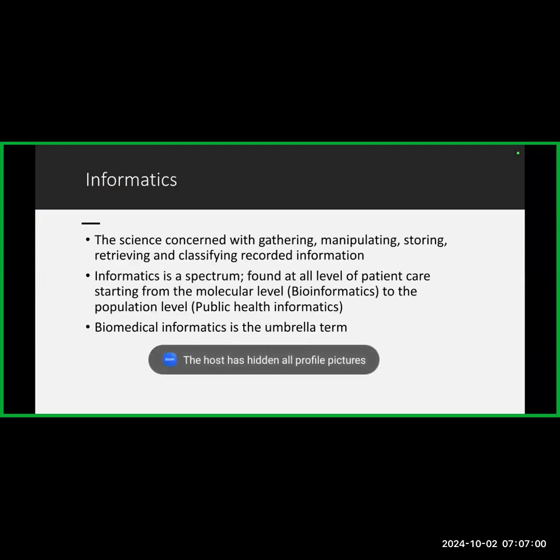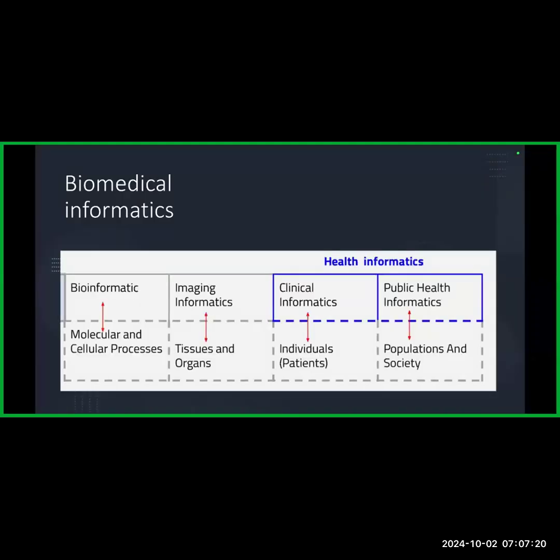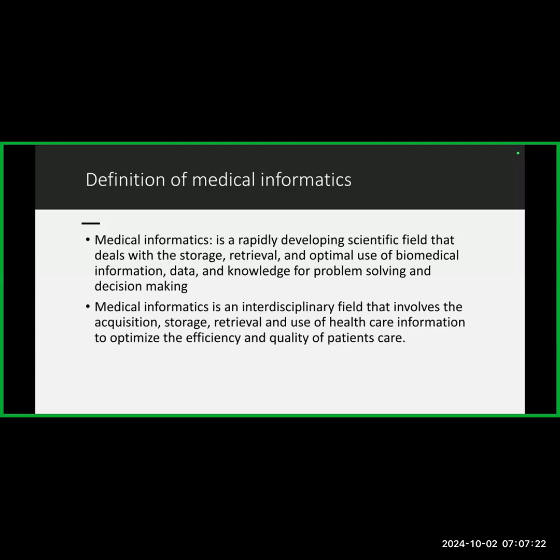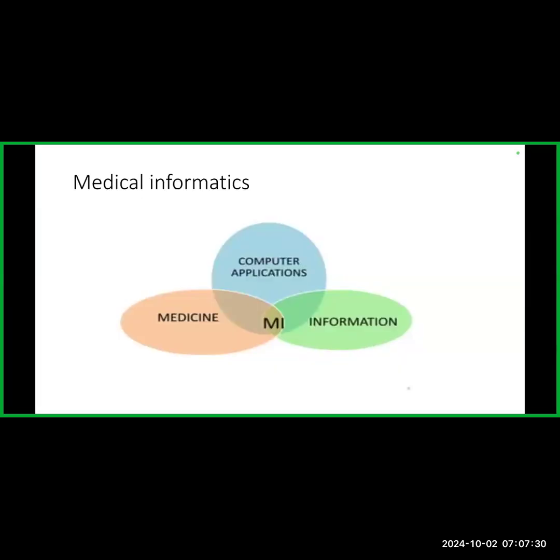I'll be very quick. I know I have just a few minutes left. I'll just talk about medical informatics. It is the science concerned with gathering, manipulating, storing, retrieving, and classifying recorded information, and it is a spectrum. Like I mentioned, it involves information science, computer science, and clinical sciences. It goes from the molecular level to the population level, from one microorganism to the whole world at large. Medical informatics is actually the umbrella term. It's a rapidly evolving scientific field that deals with storage, retrieval, and optimal use of biomedical information, knowledge, and problem solving. It's an interdisciplinary field. Then medical informatics, like I mentioned, combines computer science, information science, and medical sciences.